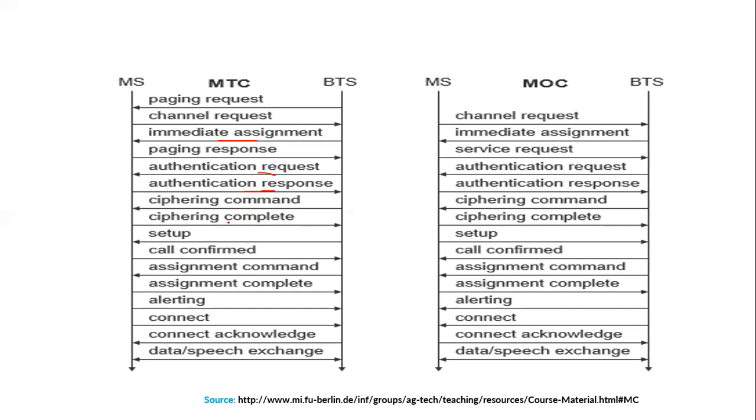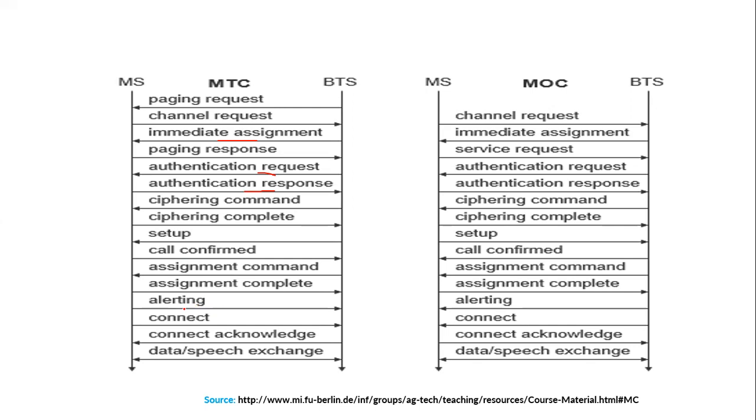Now BTS will request to set up a call and MS will respond with call confirmed. And again BTS will send an assignment command, which is used to assign other required resources for the mobile station. And the mobile station will respond with assignment complete. Then the mobile station will respond with alerting.